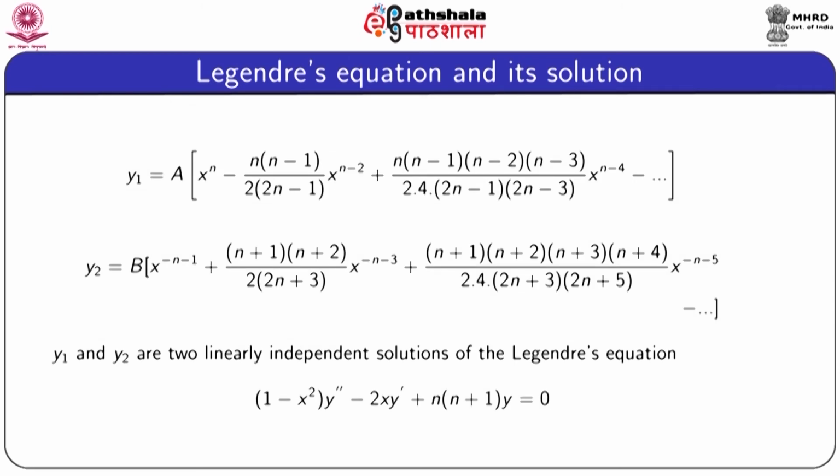So, what you see here, y1 and y2, they are the two solutions of this Legendre's equation, and these two solutions are linearly independent. So, I rename one of the solutions as y1 and the other as y2, and these two are the linearly independent solutions of the Legendre's equation (1 minus x squared) d2y/dx squared minus 2x dy/dx plus n into (n plus 1) y equal to 0.